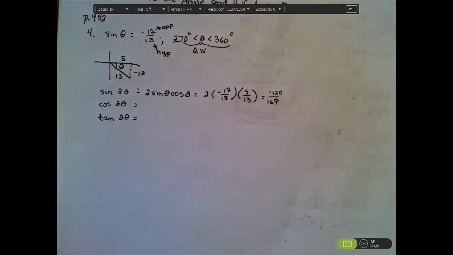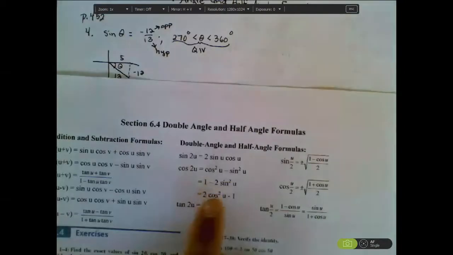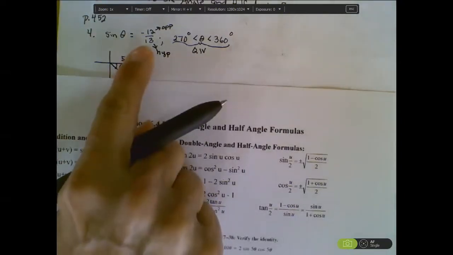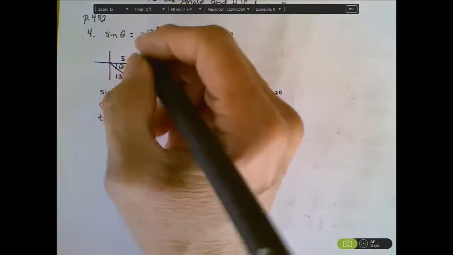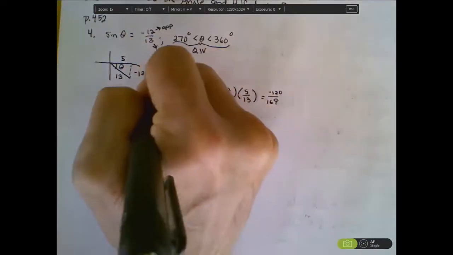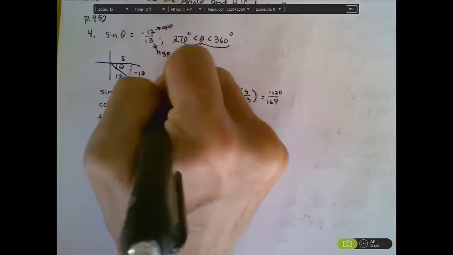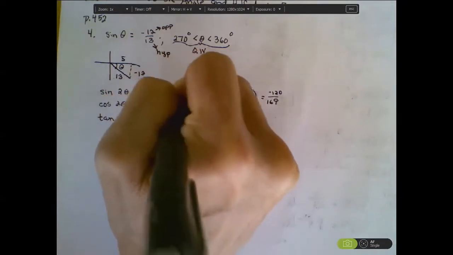For cosine 2 theta, you could use any of these 3 formulas. Since we were given sine of theta, I think I'd use this formula. But it doesn't matter, you should get the same answer either way. Cosine of 2 theta is 1 minus 2 sine squared theta.